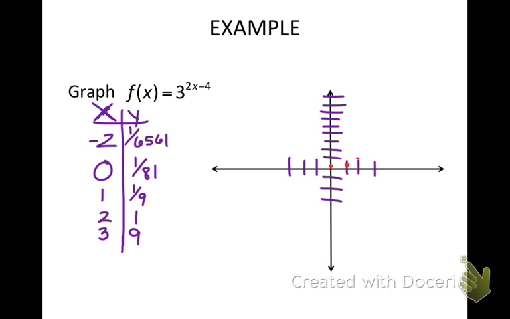2, 1. That one's a nice dot. I know where that one's going to be. And then 3, 9. Puts us up there. So we can see our curve. It's increasing, which makes sense because my a is 3. I'm going to make sure that my graph does not cross over that x-axis.